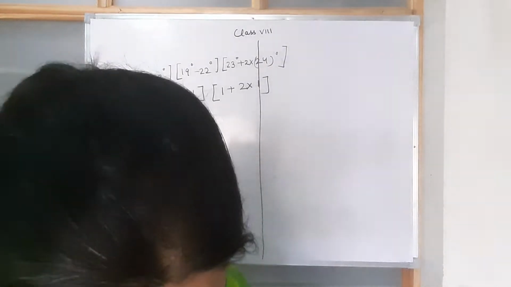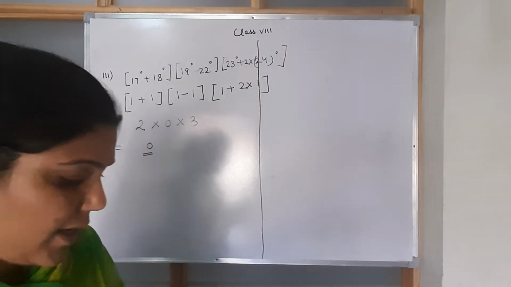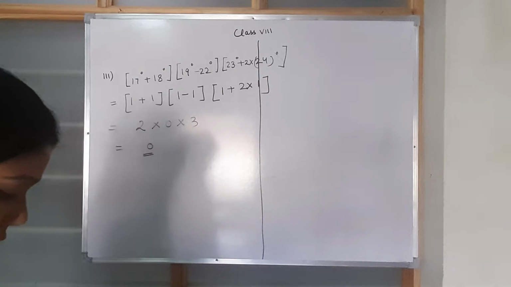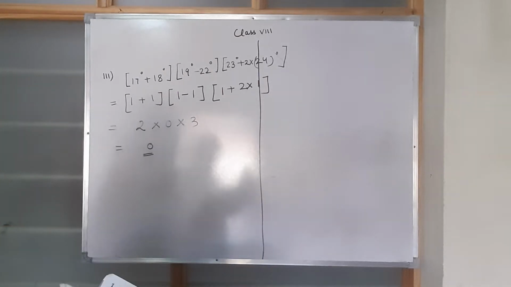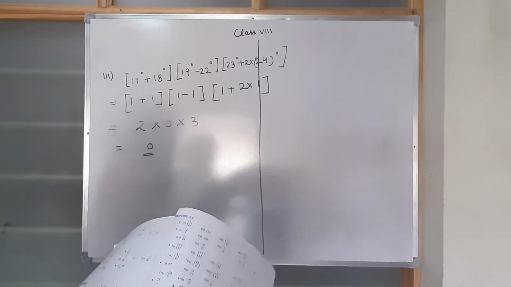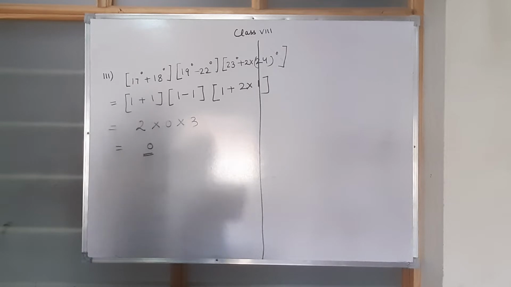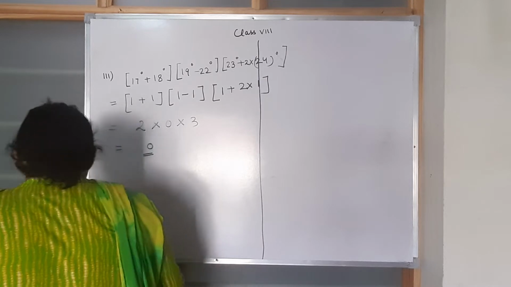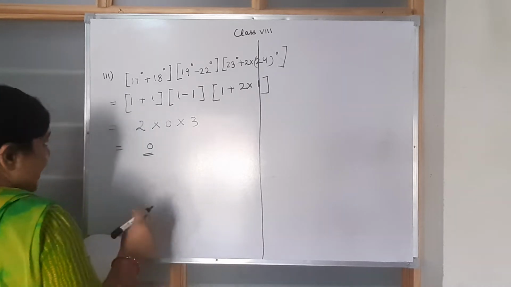Okay. Now moving on to the next question. I hope everybody is very much clear with the solution of the question. So here, which law are we applying? We are applying the law that any number raised to the power 0 will always be equal to what? Will always be equal to 1. Now moving on to the next part.